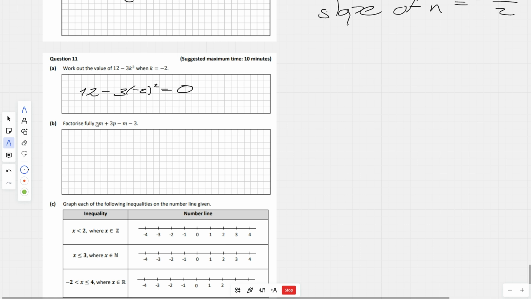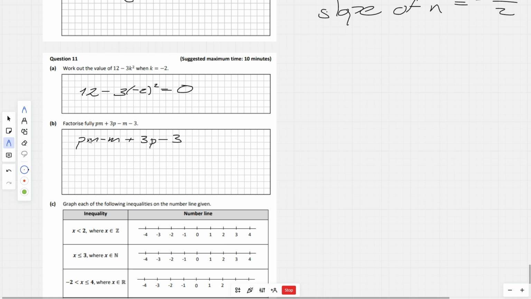Next, we have to factorize fully pm plus 3p minus m minus 3. So the first thing that I'm noticing is that the pm and the m, and the 3p and the minus 3, sort of work together. So I'm going to reorder this a bit. Now I could do the p with the p, but then the m and the 3 have nothing in common. So I'll do pm minus m plus 3p minus 3.